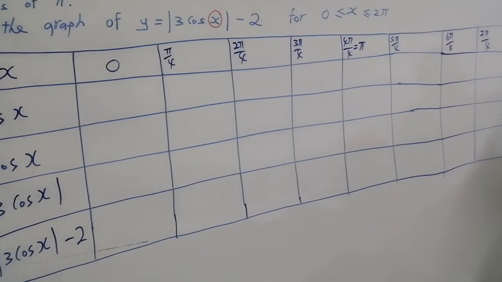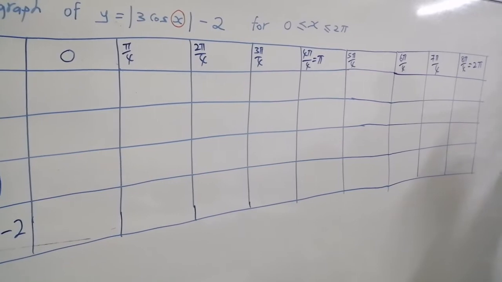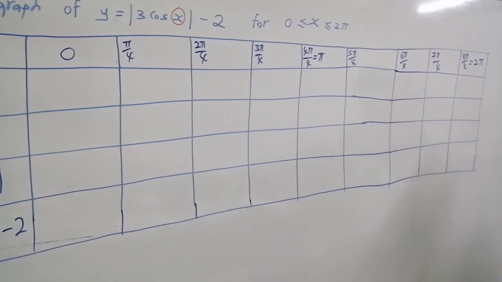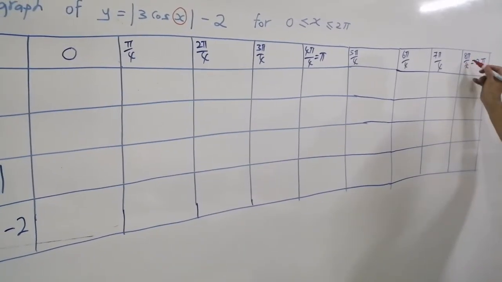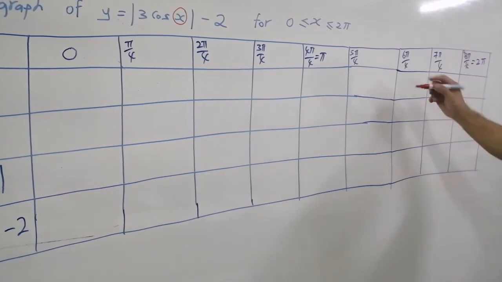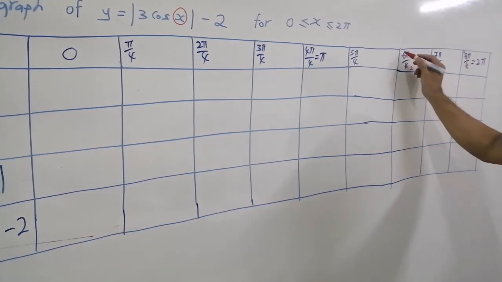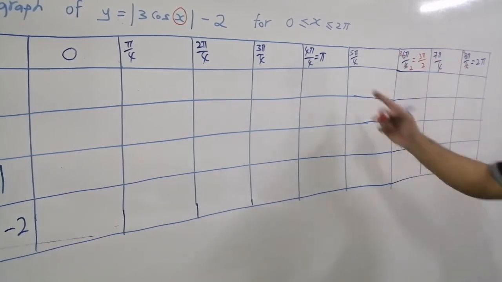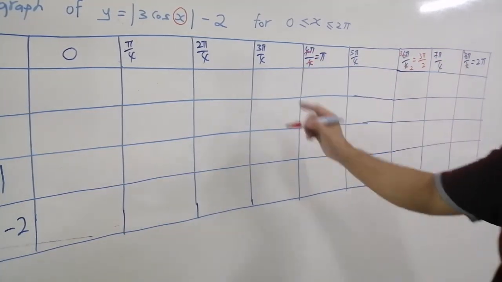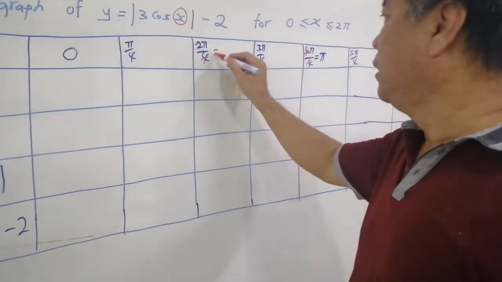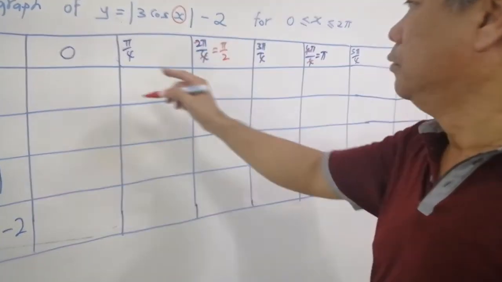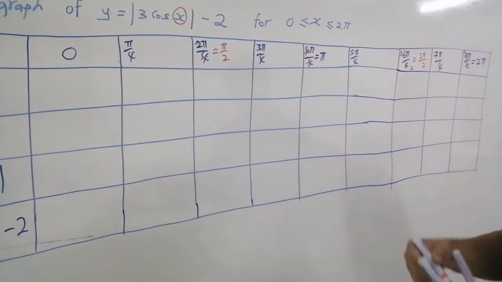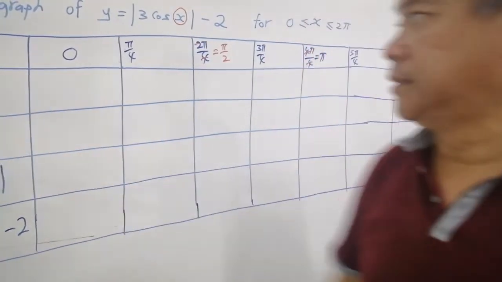Okay, enough already. So you simplify it, become 2 pi. See, this one you simplify it, become 3 pi over 2. You simplify it, become pi over 2. Okay, that's all. Now we go to cos x.